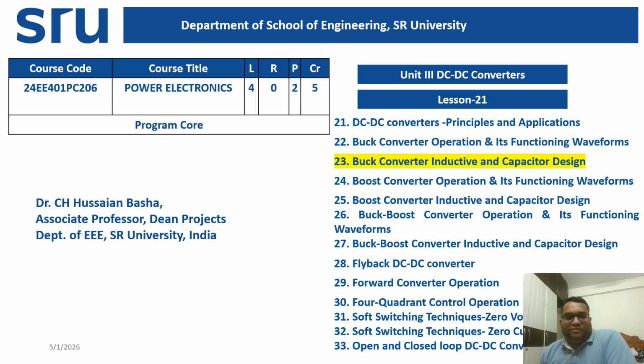Now, before that, as we know, what are the things required for designing the buck converter? We require one switch, one inductor, and one capacitor. These three major elements are required for designing the buck converter circuit. So now we'll see step by step the importance of the inductor.